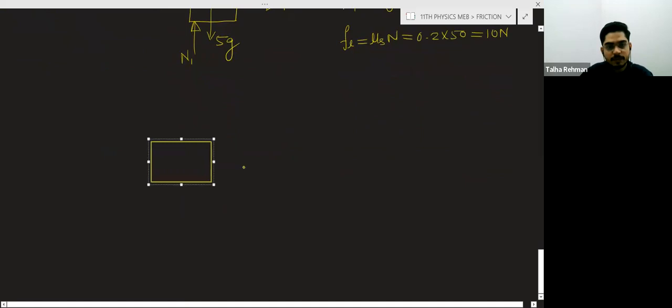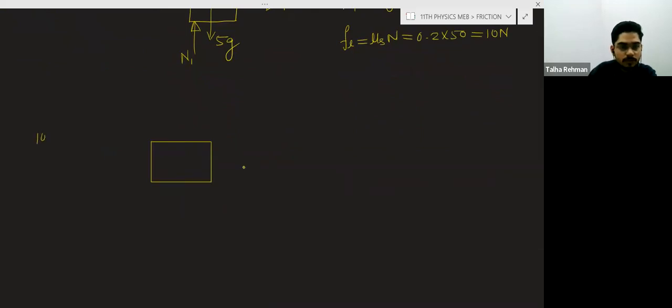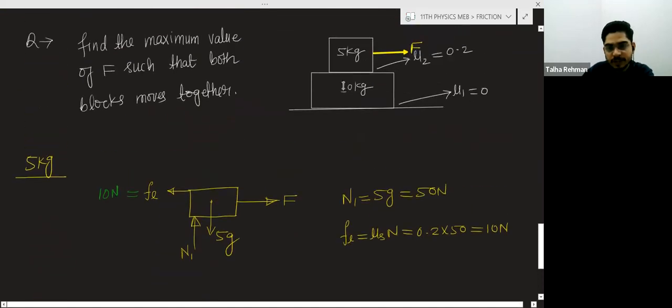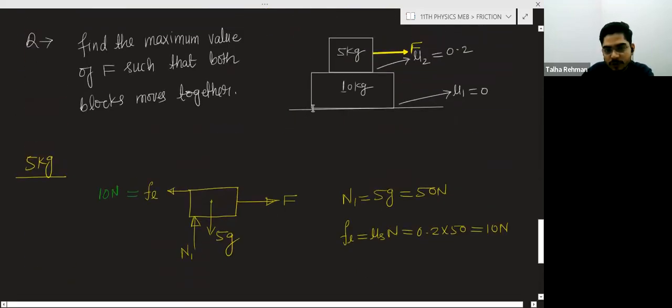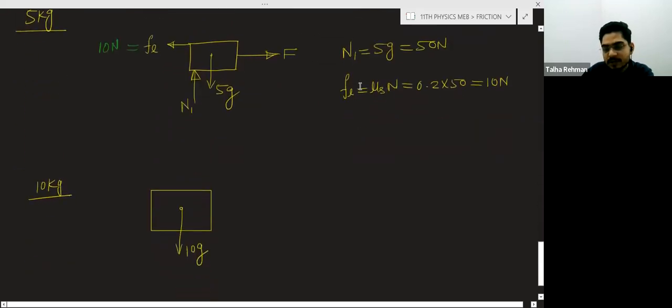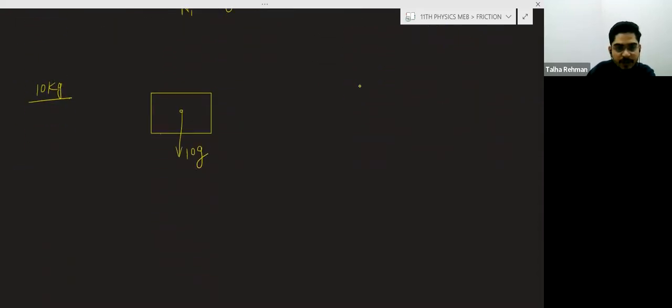This is a 10 kg block. First force on the 10 kg block will be its weight in downward direction like this. This is 10g, and normal reaction due to this surface on 10 kg. Suppose this normal reaction will be different. Suppose this is N2.